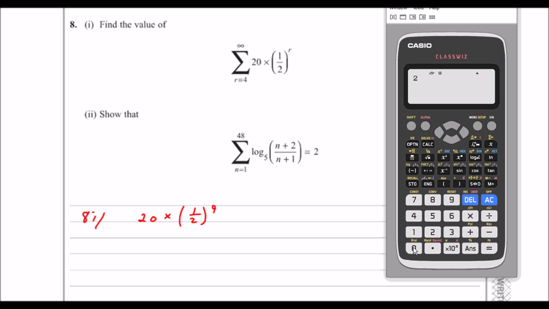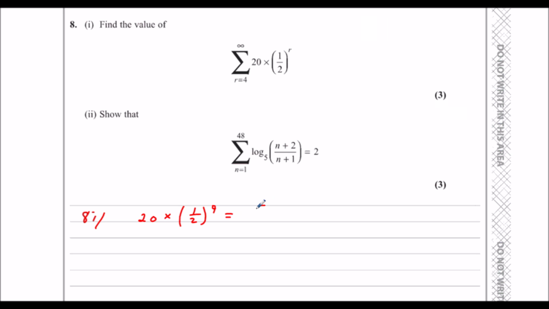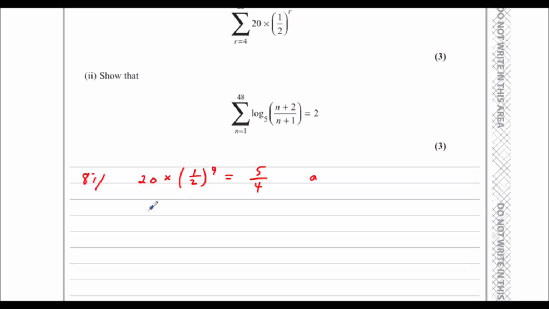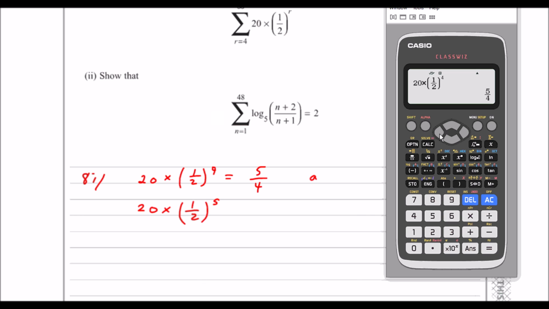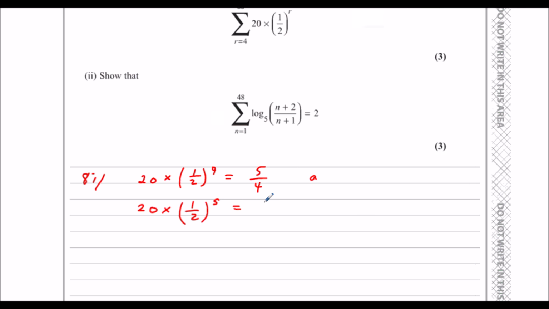So 20 times a half to the power of 4. That's our first term. It's 5 over 4. So that is our A. That's our first term. And, well, I guess R is a half, but let's just check this. So 20 times a half to the power of 5 is 5 over 8. So it's half as much. So R is a half.